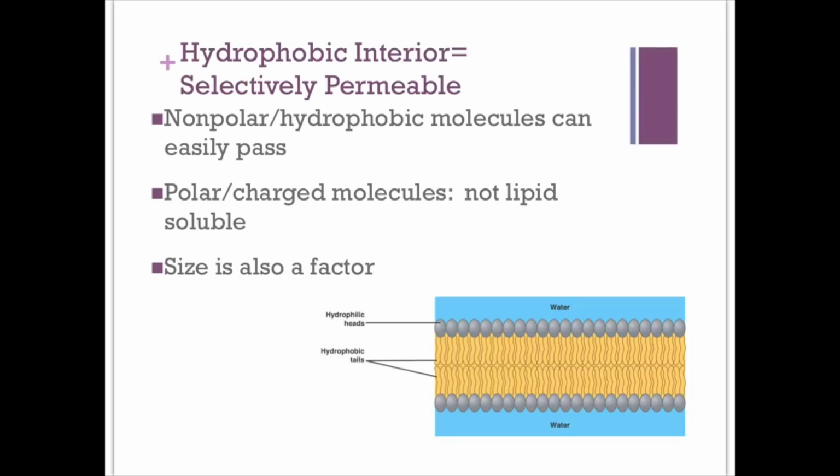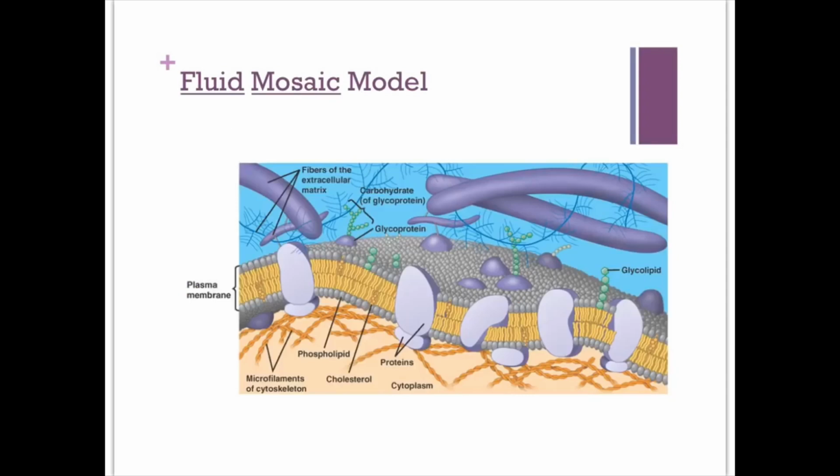Now the opposite, polar molecules or charged molecules, so ions, are attracted to water. They're not lipid soluble. They are not going to easily be able to cross the phospholipid bilayer. Size is also a factor, so smaller molecules can pass through more easily than larger molecules.